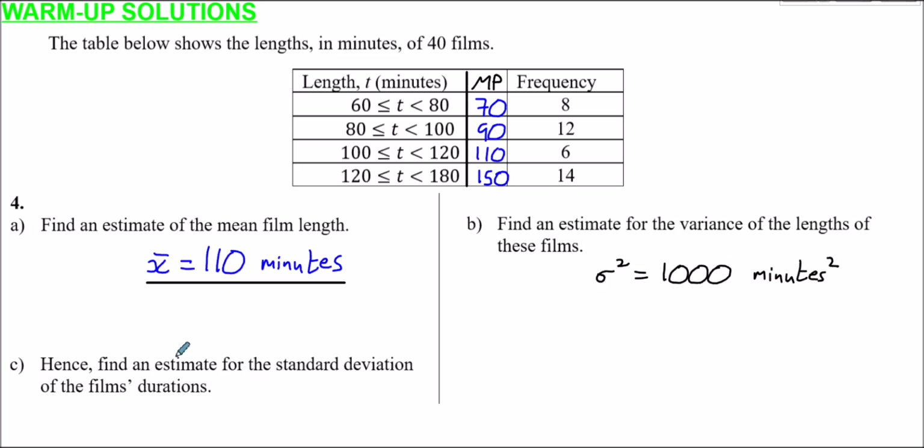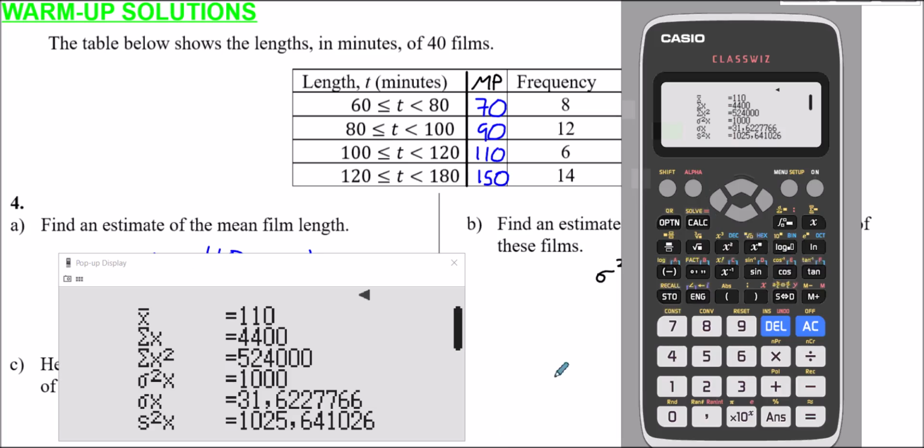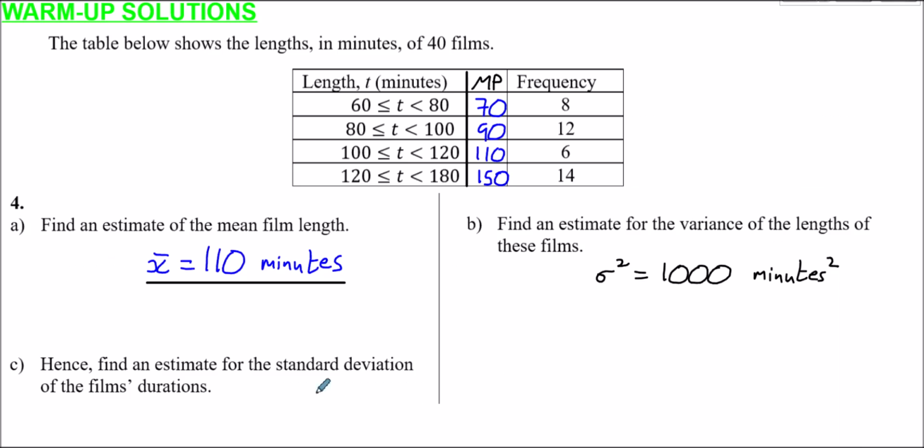And part C says, hence, find an estimate for the standard deviation of the film's durations. Well, we just square root the variance, but the calculator does that for us anyway. So the standard deviation is 31.6 to 3 significant figures.